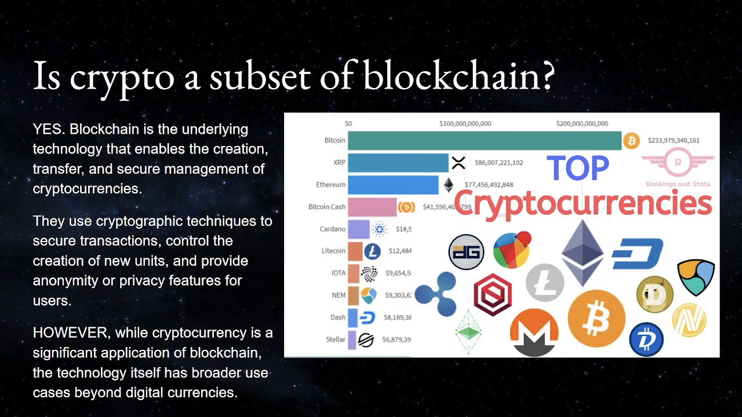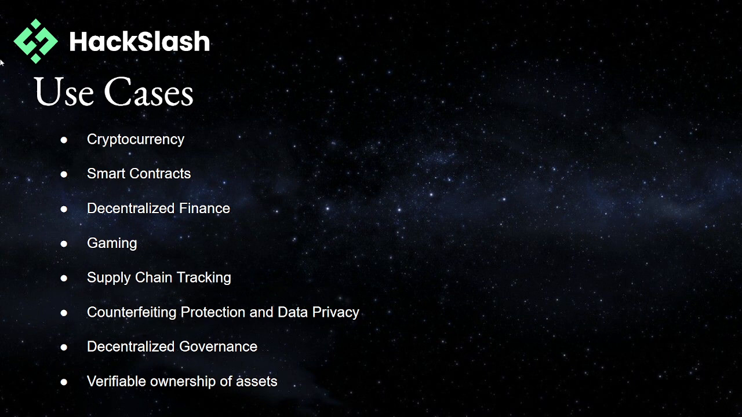Now, one of the biggest confusions that I have dealt with while taking sessions earlier is: is crypto a subset of blockchain? Yes, as I discussed earlier, you must have understood this. Crypto is a subset of blockchain. Blockchain is the underlying technology that enables the creation of a cryptocurrency. These cryptographic techniques which have been used in cryptocurrencies all are controlled using blockchain. However, cryptocurrency is a significant application of the technology itself for broader use cases beyond digital currencies, which means cryptocurrency is a subset of blockchain, but blockchain has a broader use, which can revolutionize different fields like healthcare management, gaming, supply chain tracking, decentralized governance, finance, etc.